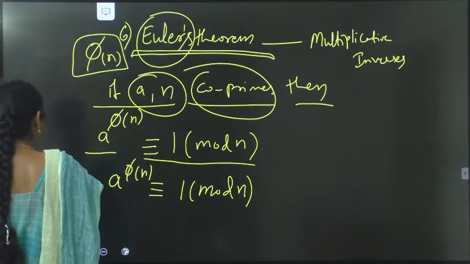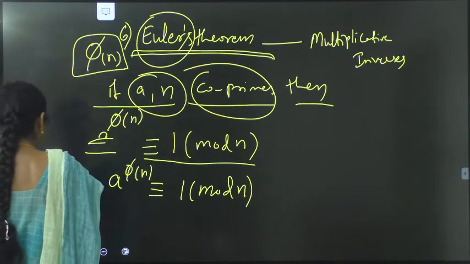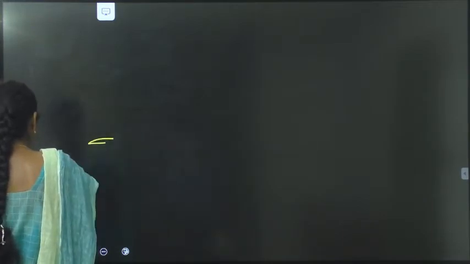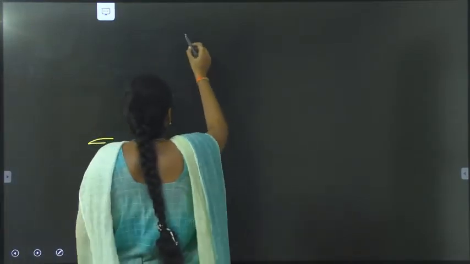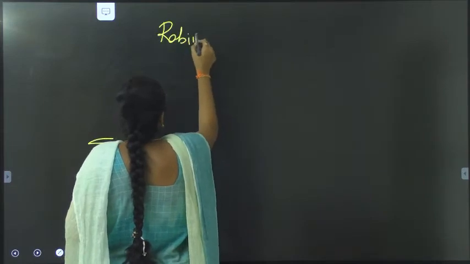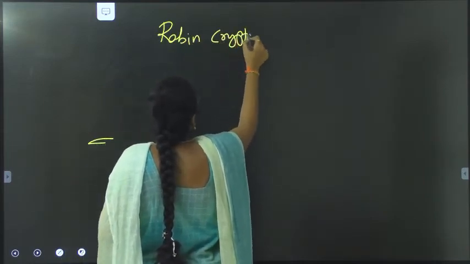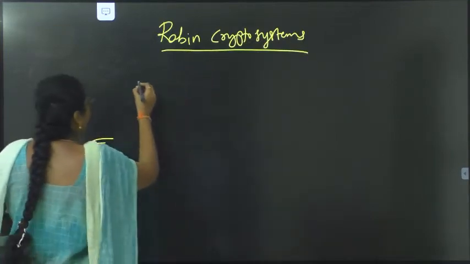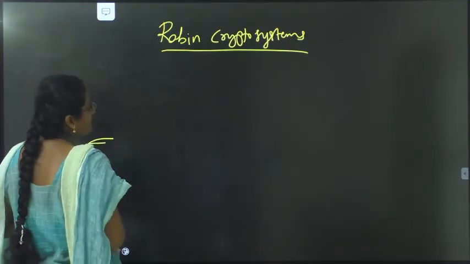Next one is Rabin's. Next algorithm is Rabin crypto systems. So see, in unit 3 we have mathematics of asymmetric encryption.